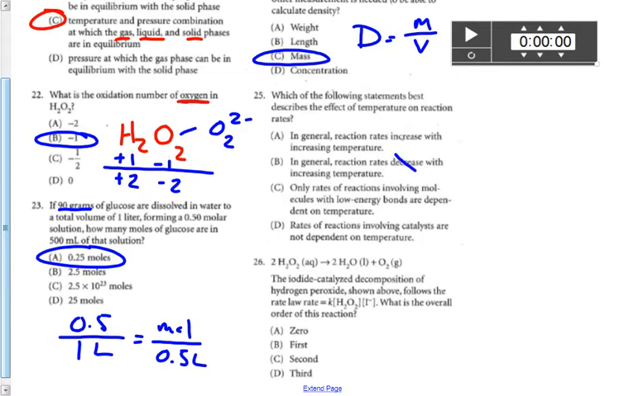Reaction rates decrease. No, they don't. Only rates of reactions involving molecules with low energy bonds are dependent on temperature. Everything's dependent on temperature. If it's an absolute kind of like always or never, be very careful about those. And rates of reactions involving catalysts are not dependent on temperature. That has a catalyst, and temperature speeds it up, but it's still dependent on temperature. So that's the only one.